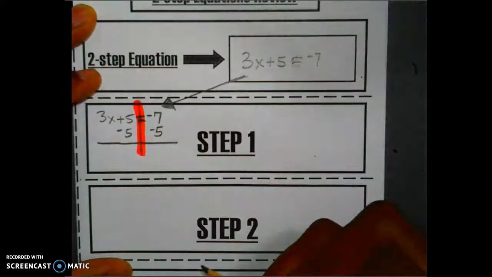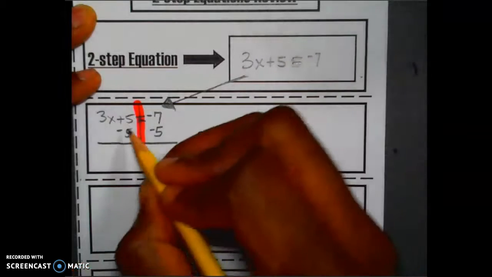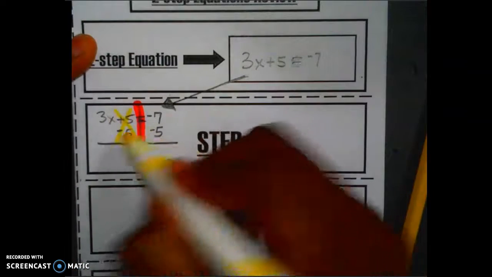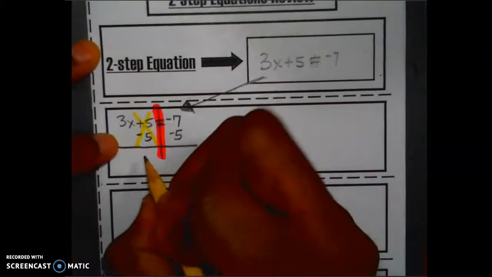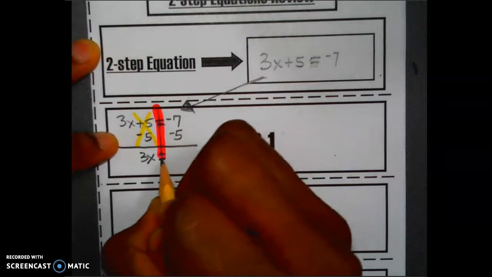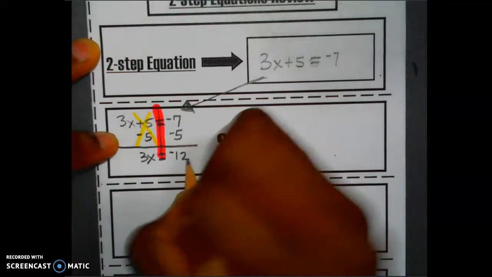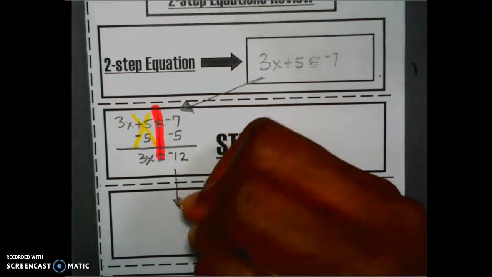Once I do that, everybody, I am creating 0 pairs, so that will equal 0. That leaves me with 3x on the left-hand side. 3x is equal to -12. And the next step tells me that I want to undo the operation that is there on the left. So again, I'm left with 3x is equal to -12, but I'm not quite done yet.